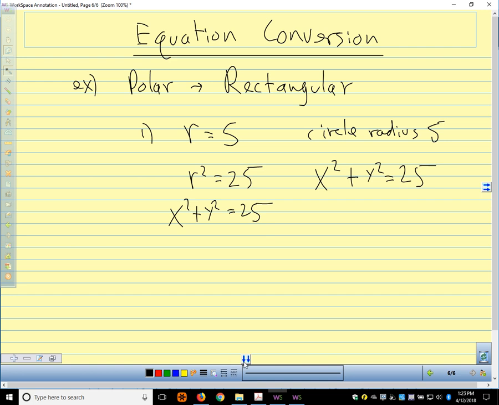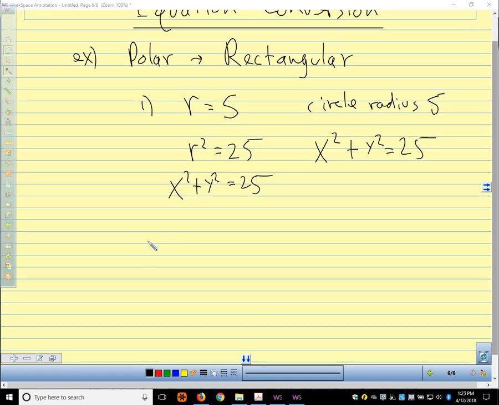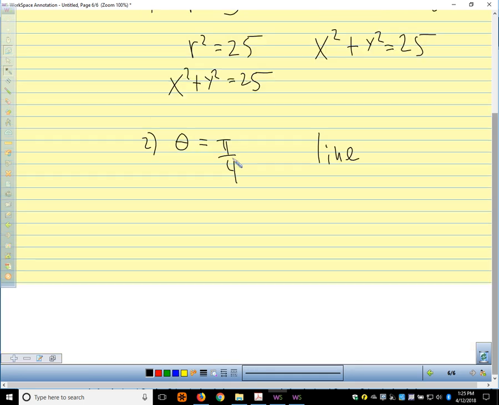Second one. Theta equals pi over 4. So this says no matter what the radius is, the angle that you have with the positive x-axis is pi over 4. What is that? That's a line. Well, let's come up with the equation for the line. That's a nice equation for a line, isn't it? Theta equals pi over 4. That's a really nice equation.